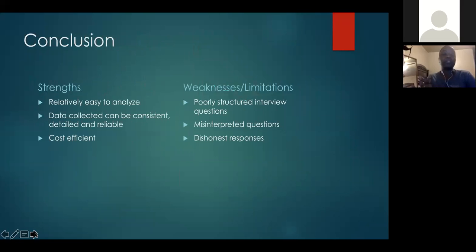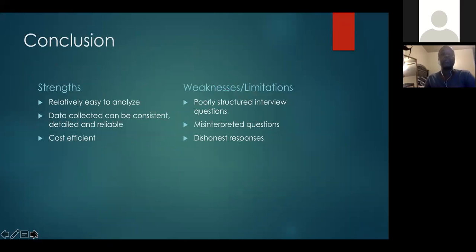So these are some of the strengths, weaknesses, and limitations of the study. As we see here, some of the strengths are that it is relatively easy to analyze. Data collected can be consistent, detailed, and reliable. It is also cost efficient.